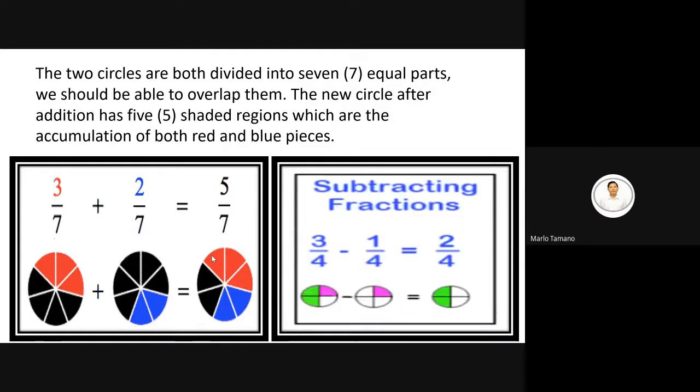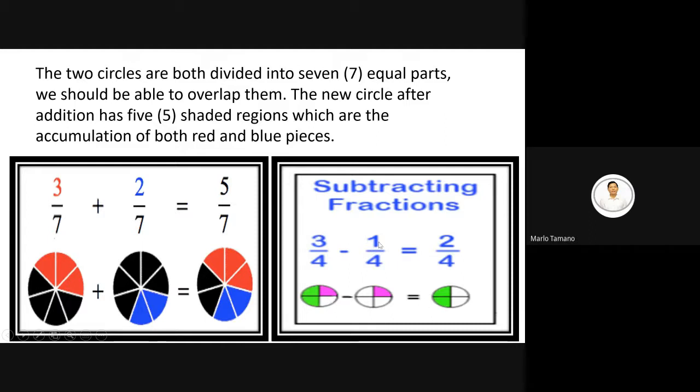In subtraction, we have here subtracting fractions: 3/4 minus 1/4 is equal to 2/4, or that is 1/2 if we are going to get its lowest term. Now, the shaded region or parts of the circle or pie, we have 2 green and 1 pink. Okay, so 3/4 po yan. Minus the other circle divided into 4 also. Isa lang po yung pink. And that is 1/4. Is equal to, yan.